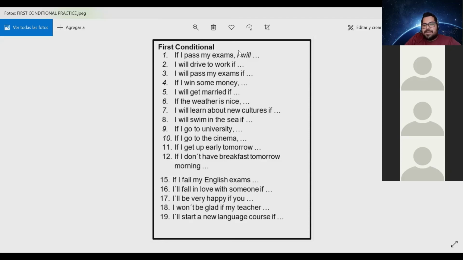Finally, 19. I will start a new language course if I have free time. Okay, yeah, that's a good one. If I have free time, okay.